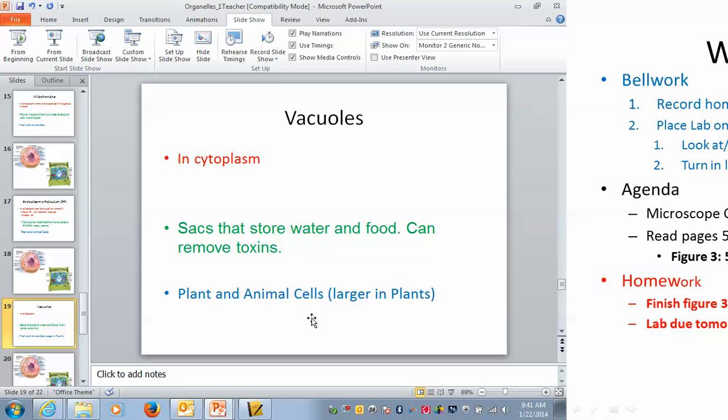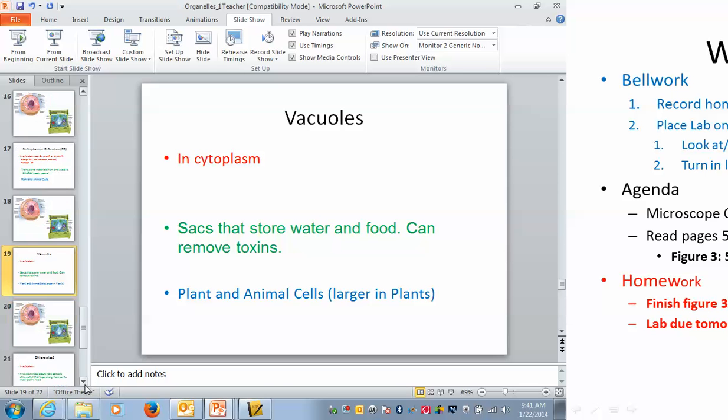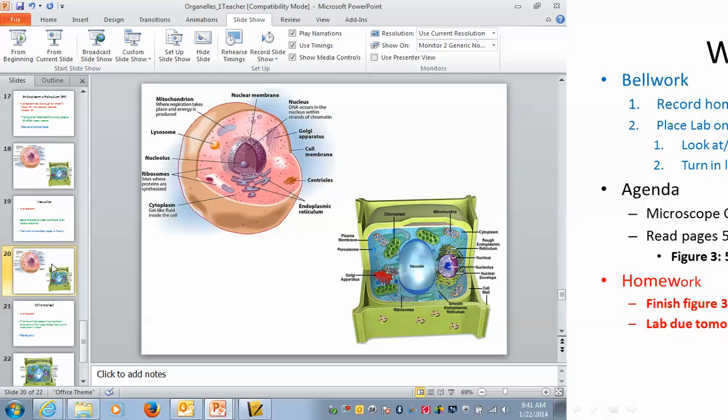You'll know whether a plant has water or not because if it doesn't have water, it might start to wilt. And that's when that vacuole will start to shrink a little bit if it doesn't have enough water in it. If we take another look at our picture here, notice how large it is in this plant cell. That's because water is very, very important. In our animal cell, it's not nearly as big.